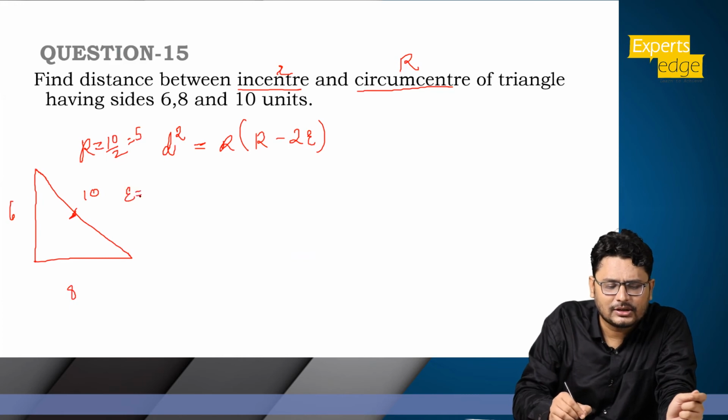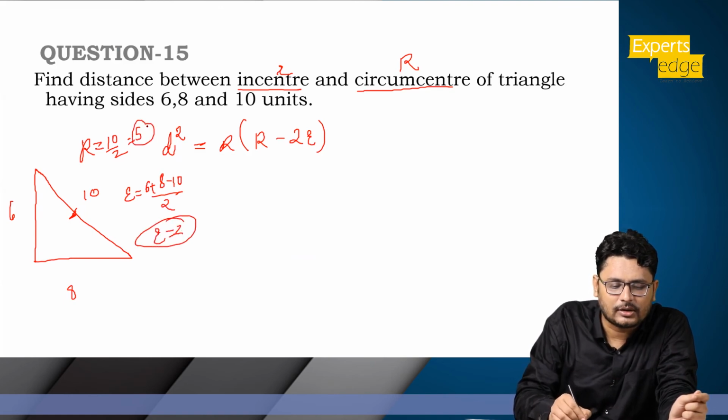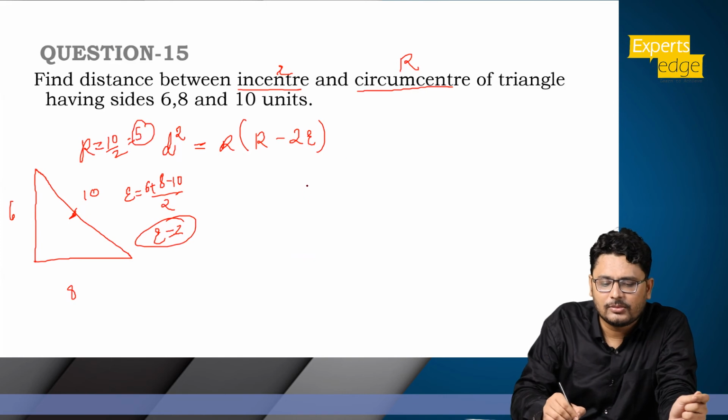In-radius का फॉर्मूला था हमारा, दो छोटी साइड ऐड करो, 6 + 8, बड़ी साइड सब्ट्रैक्ट करो by 2, 14 - 10 = 4, 4/2. So in-radius is 2. Okay, so this I got it. Just put it in the formula. So what will be d square?